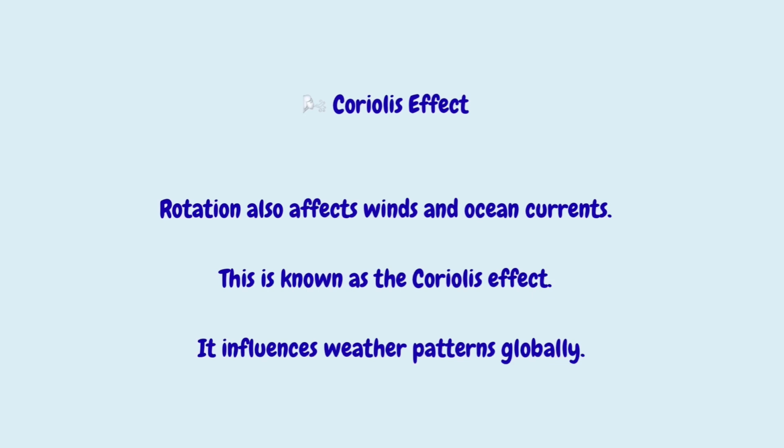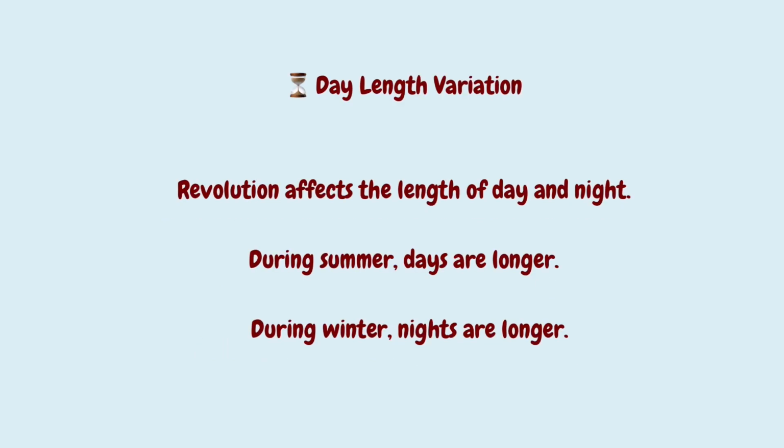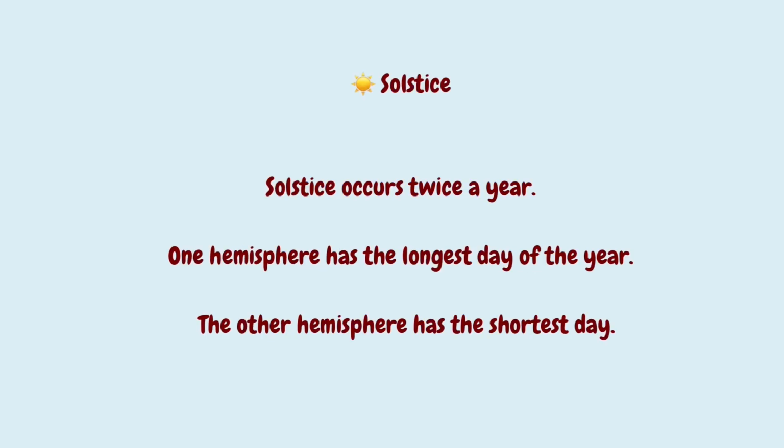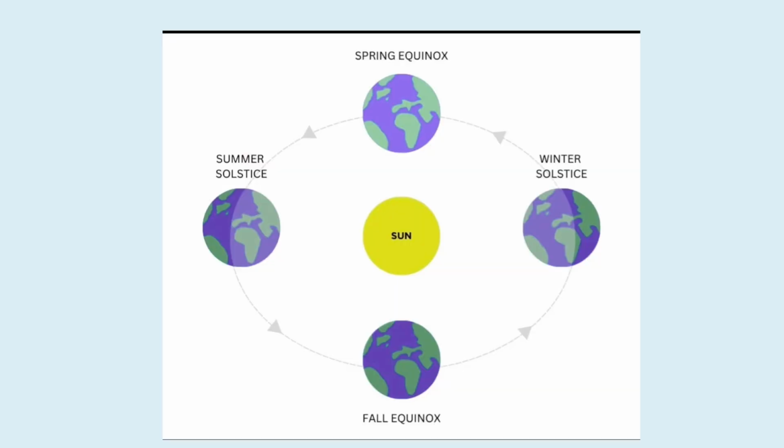Now the day length variation. We know the revolution affects the length of day and night. During summer, days are longer and during winters, nights are longer. Okay, what is an equinox? An equinox occurs twice a year. Day and night are equal in length, and this happens in March and September. What is a solstice? A solstice occurs twice a year. One hemisphere has the longest day of the year and the other hemisphere has the shortest day. You can see and understand this by this diagram also.